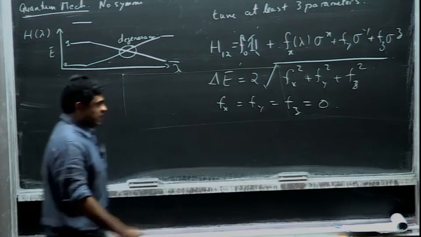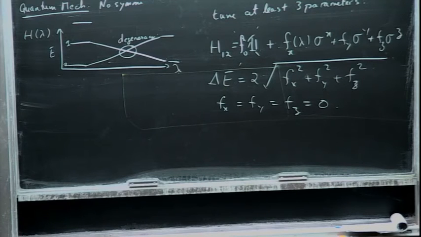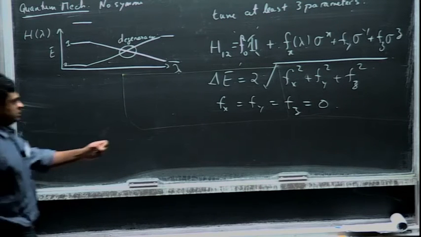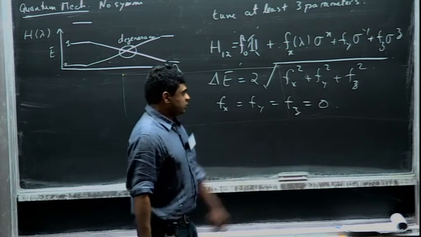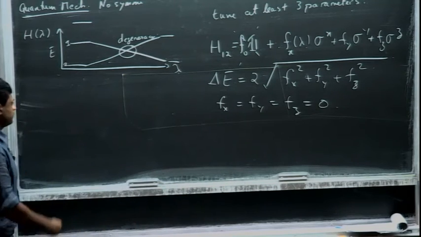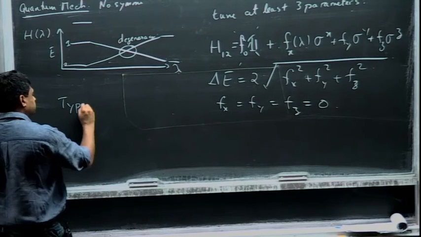Okay, and typically, if you have three parameters, you have a chance of solving these three equations. You're not guaranteed that you'll have a solution, but you have as many parameters as equations, so you have a fighting chance of getting a solution. So typically you need three parameters.